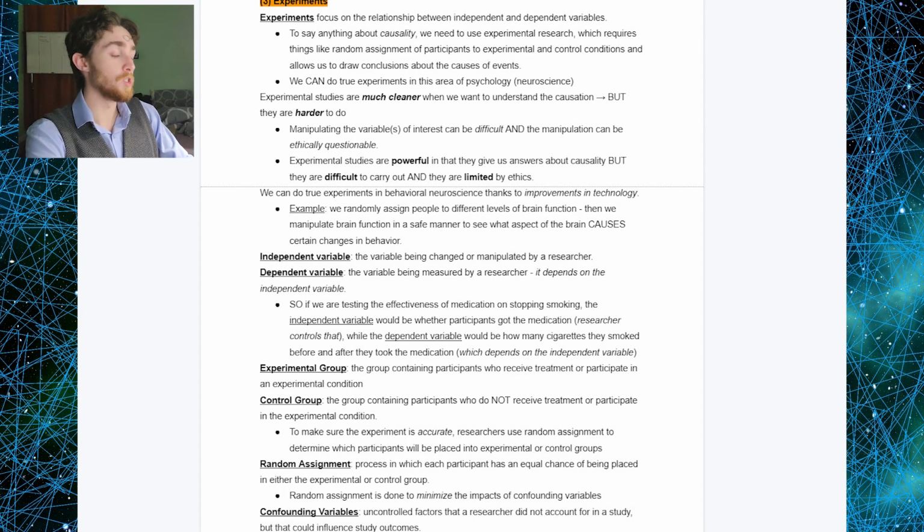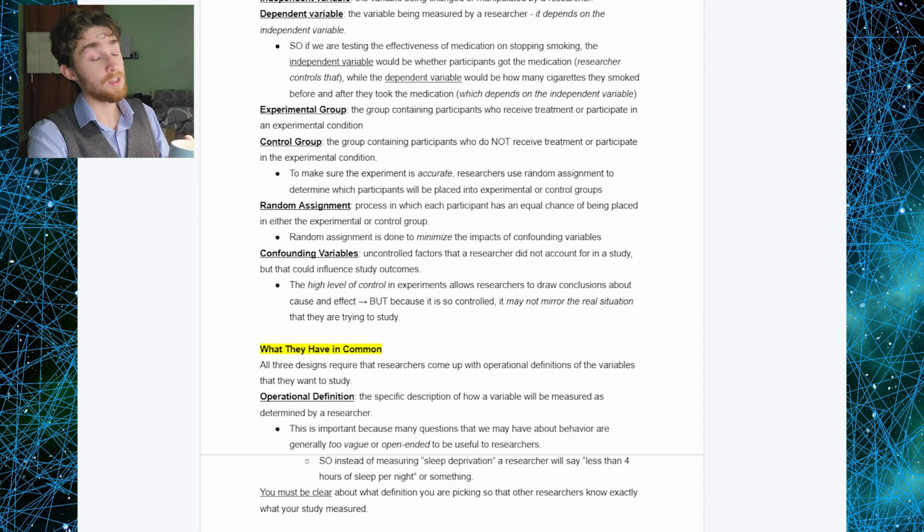The answer is we do it to minimize the impacts of confounding variables. Let's talk about confounding variables. Confounding variables are uncontrolled factors that a researcher does not account for in a study, but that could potentially influence study outcomes. So basically, confounding variables are the things that you did not plan for, things that you did not anticipate, things that you did not control for, that may still come around to influence your results, thereby really hurting how good your study is.